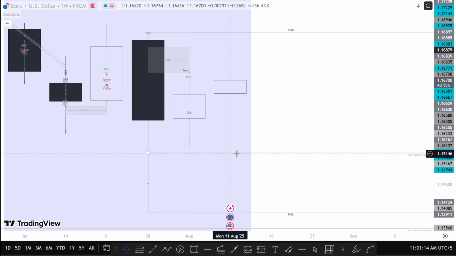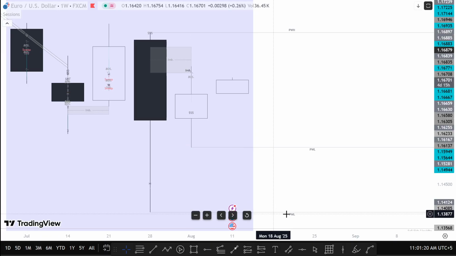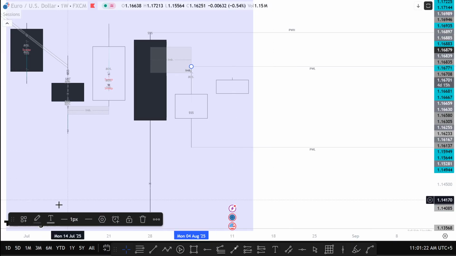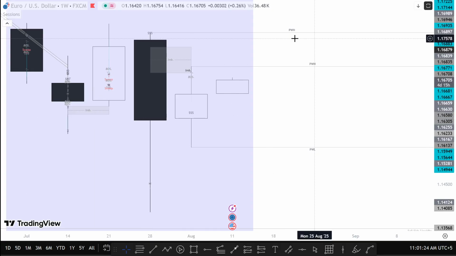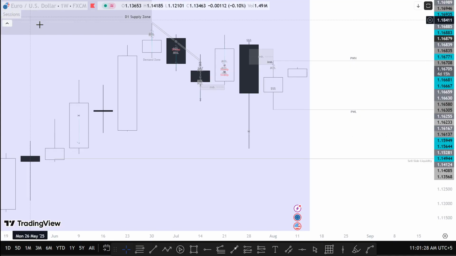Alright, so that's our previous week low. That's our PWL. Let's mark it out. And that's our PWH. Delete this one, it's good now.